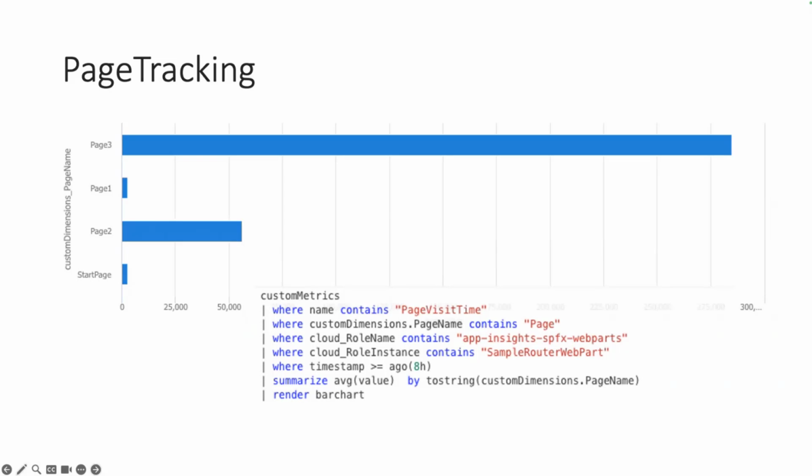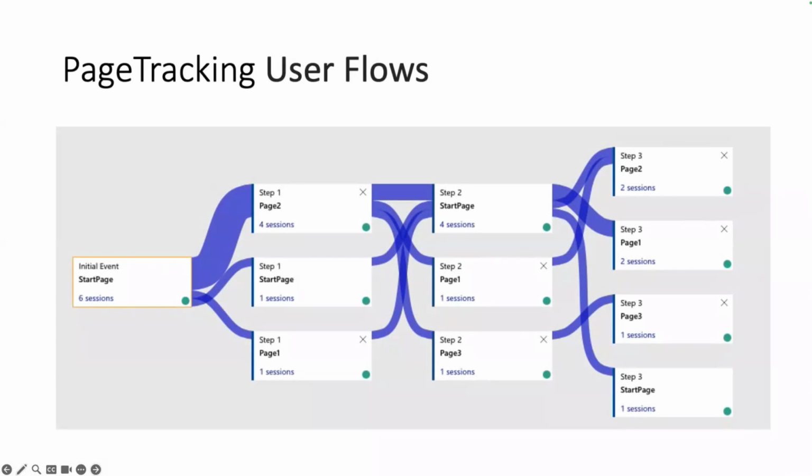So, the next thing, what is also possible in Application Insights, I can have a user flow. So I see I have 6 sessions on the start page. Then the main of the users, 4 sessions, go to page 2, and only 1 goes back to the start page. Why? I don't know. And page 1 is also only used. So you see the complete flow of the users.